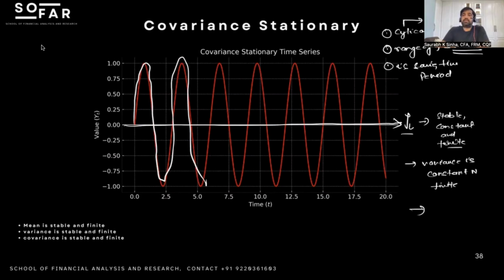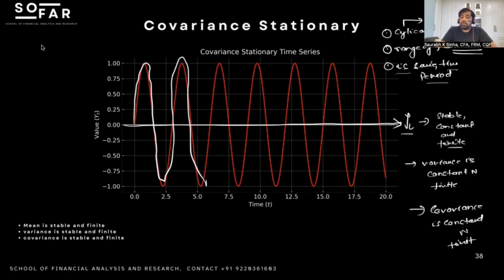The third observation is the same. Why is it the same in different time periods? Super critical. It means that the covariance structure, as you call it statistically, is constant and finite.